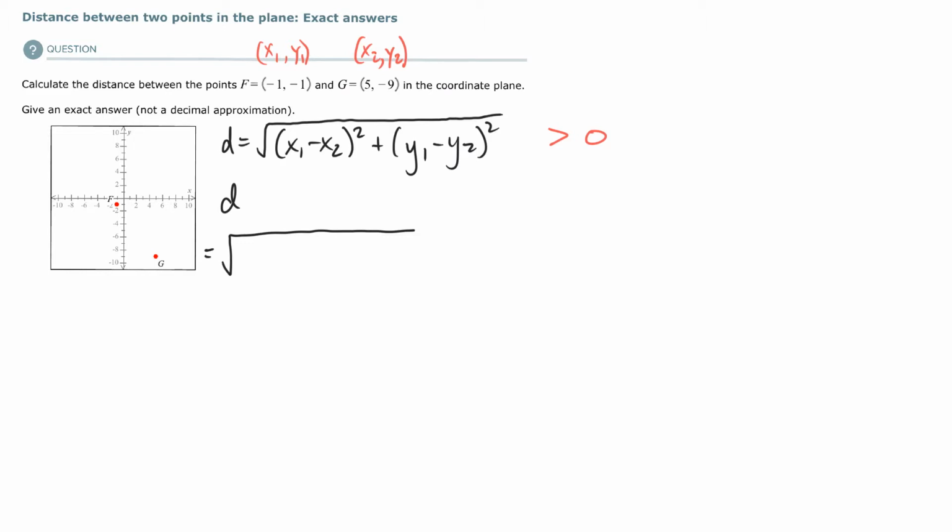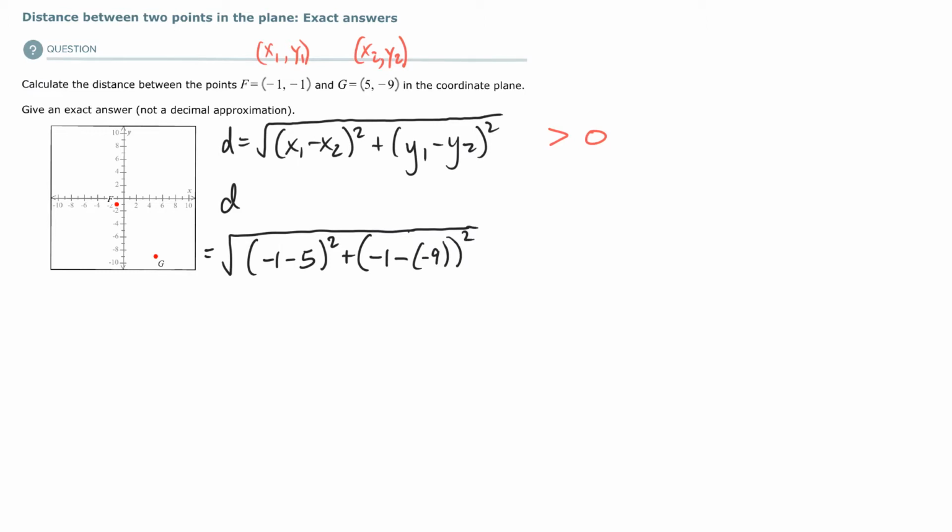Well, let's do x1 minus x2. Just make sure you're following the order of operations here. So we have x1, which is -1, minus x2, which is 5, and then you square it, add it to, what does it see here? y1 is -1, and then subtract y2, y2 is -9, and then square it.